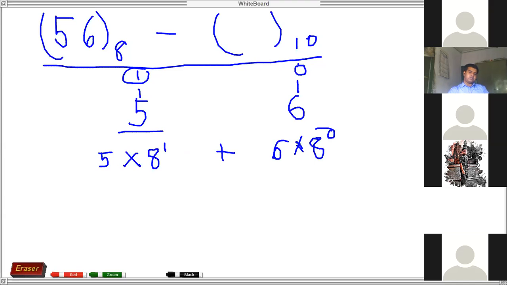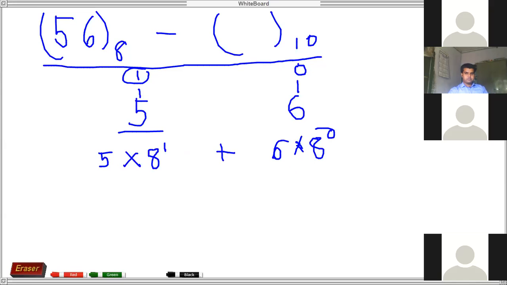8 to the power 0 is how much? 8 to the power 1. 8 to the power 0 is how much? Chalo, multiple choice question. Let me see. 0, 8, 8 to the power 1, 1. Which one is the correct answer?